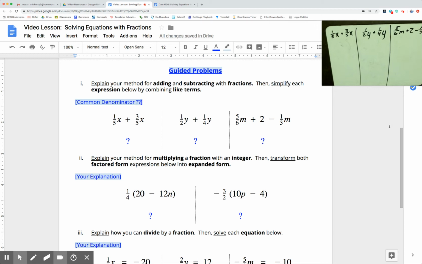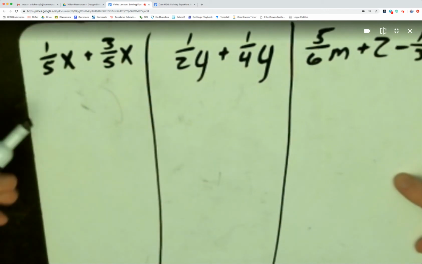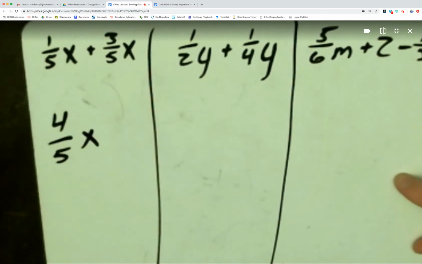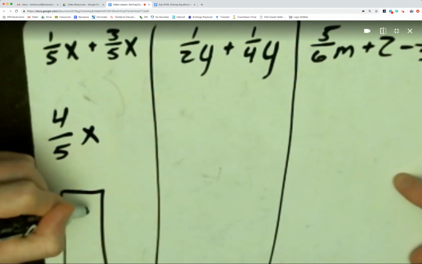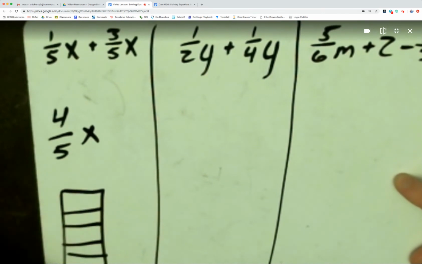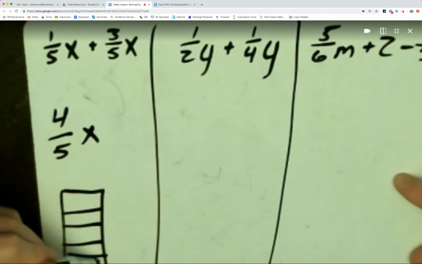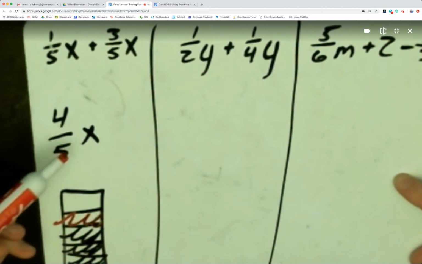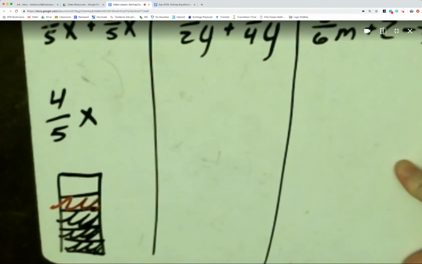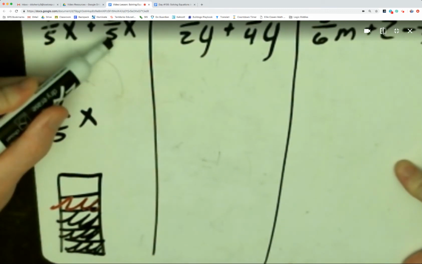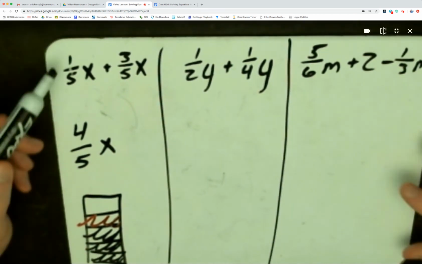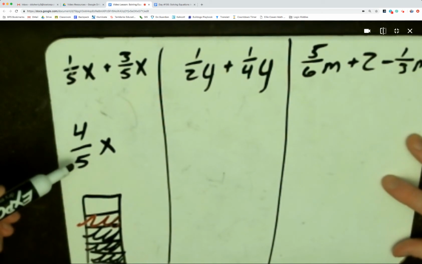If the fractions do have a common denominator, like 1/5 x plus 3/5 x, you should remember all we need to do is add the numerators. 1/5 plus 3/5 gives us 4/5 x. Again, if we think about a fractional diagram that had fifths in it, that's not the best drawing ever, but 1, 2, 3, 4, 5. If we had 3/5 and then we got one more fifth, we would have 4/5 at the end of the day. So hopefully you remember, if the common denominator is present, anytime we're adding or subtracting with fractions, it's pretty straightforward. All we need to do is add the numerators, and the denominator stays the same.